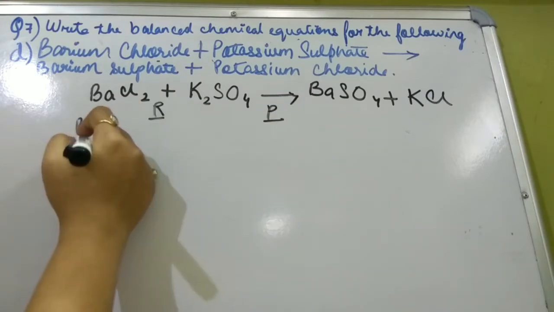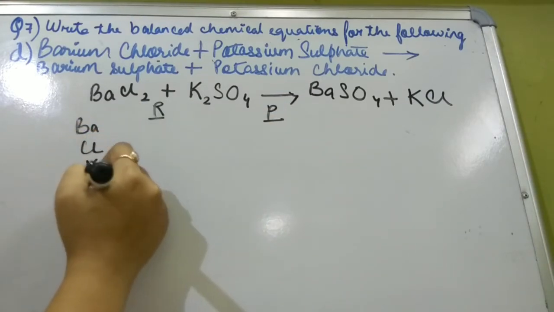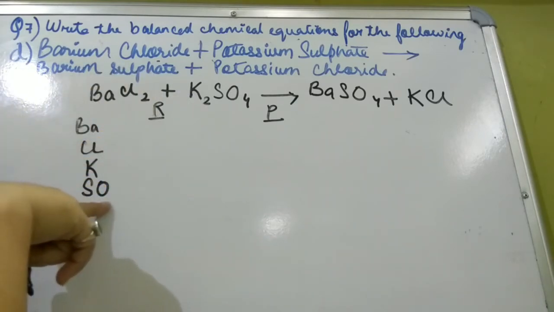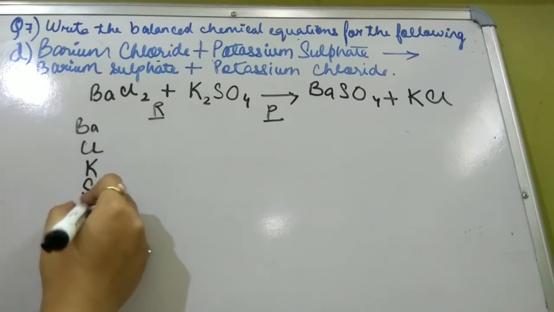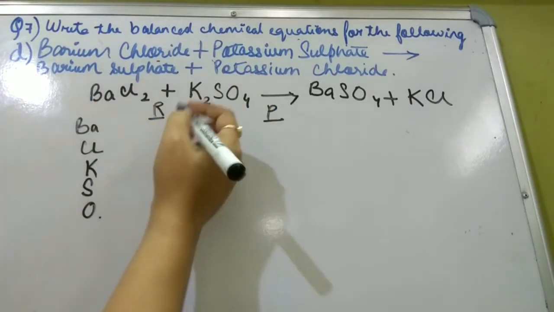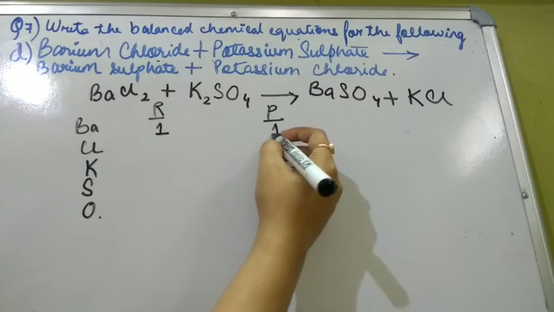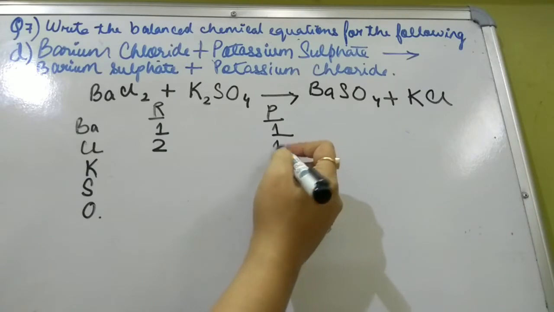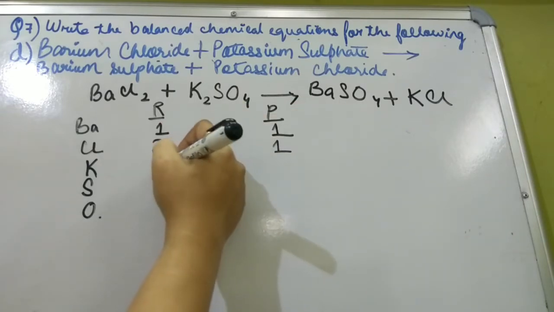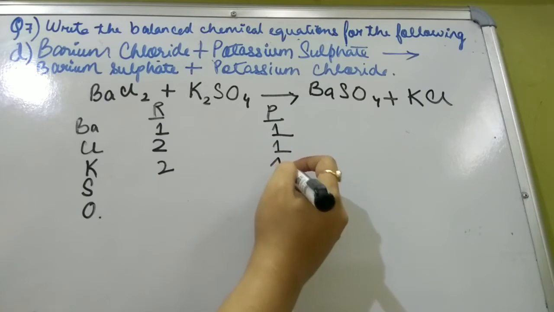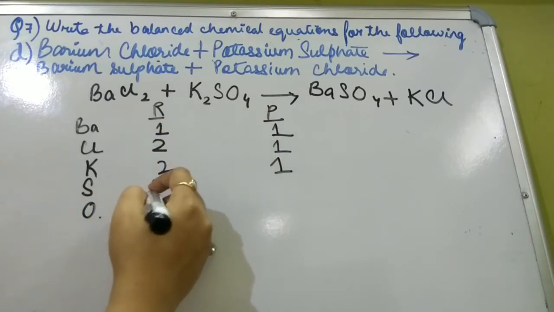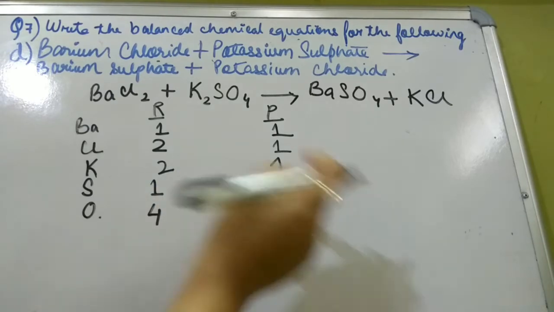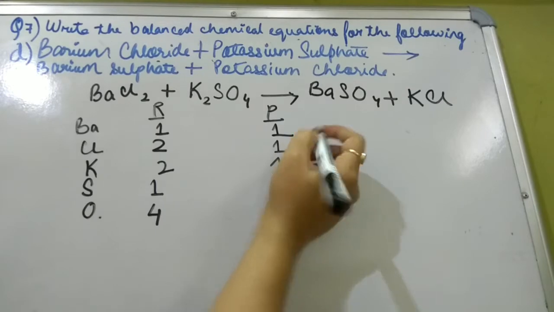So I'm writing here reactant and product, and I will write all the elements that are present in this chemical reaction. Sorry, this is sulfur and this is oxygen. So now barium, 1 in the reactant, 1 in the product. 2 chlorine in the reactant, 1 chlorine in the product. Potassium, we have 2 potassium, there we have 1. Here 1 sulfur, and in the product also 1 sulfur. Oxygen, 4 oxygen, and there also we have 4 oxygen. So now these are not the same.